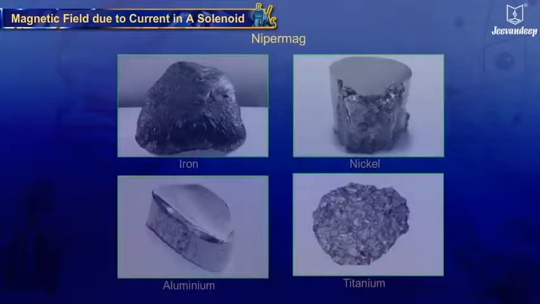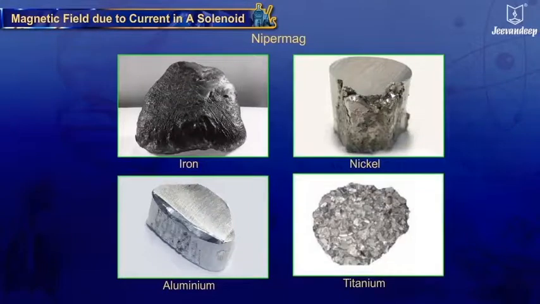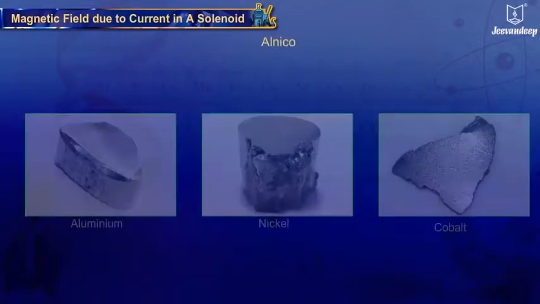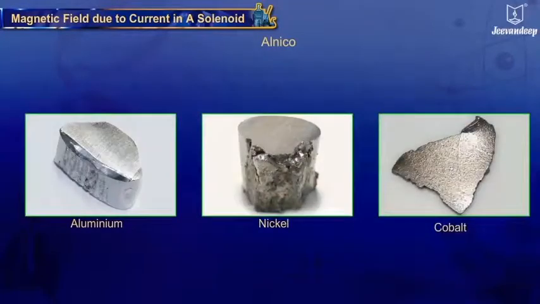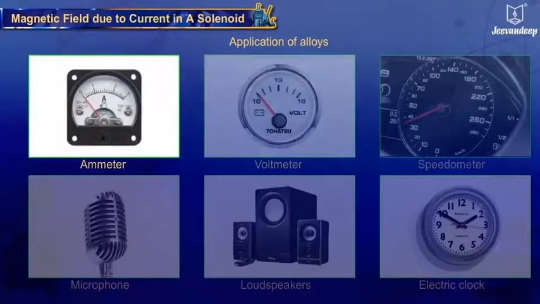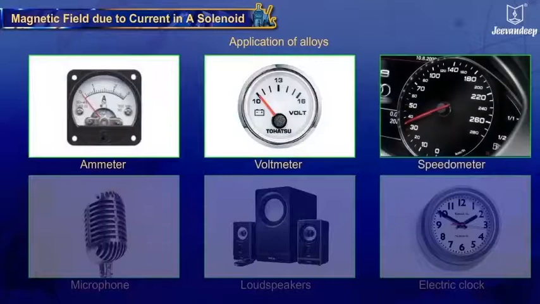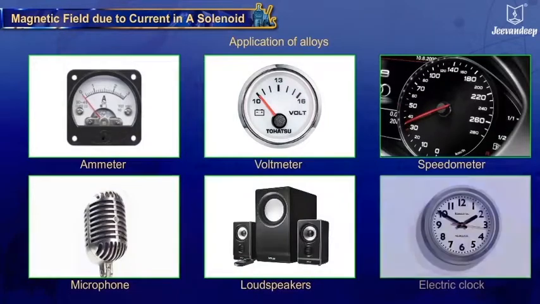Nipper mag is an alloy of iron, nickel, aluminium and titanium. Alnico is an alloy of aluminium, nickel, cobalt. Permanent magnets of such alloys are used in devices like ammeters, voltmeters, speedometers, microphones, loudspeakers, electric clocks, etc.